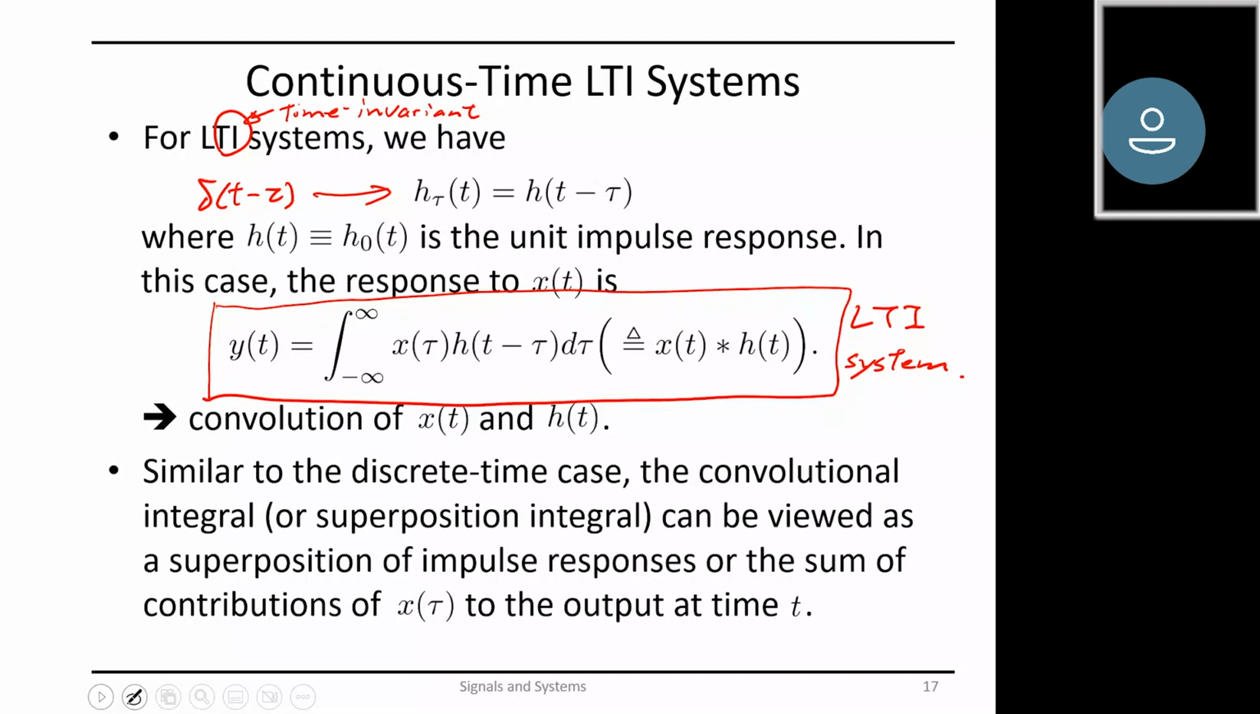Now finally when you write this input-output relation in this convolutional form, then you can interpret it in the same ways as we did in the discrete time case, right? So you can either view it as first of all a superposition of the impulse responses corresponding to the impulses at different time instants, right? Or you can view it as the sum of the contributions of the input signal to an output signal at some particular time. Okay.